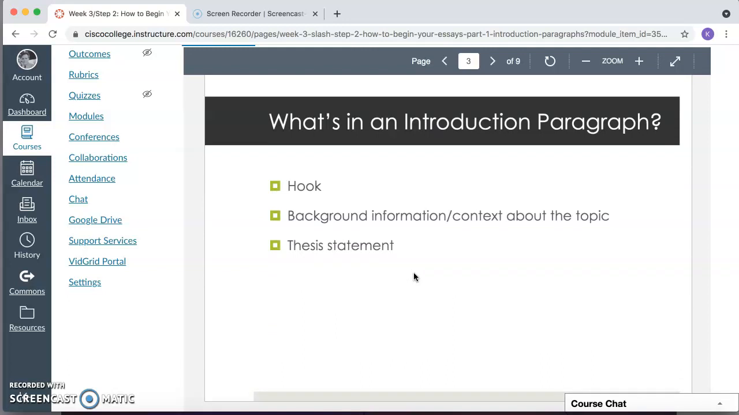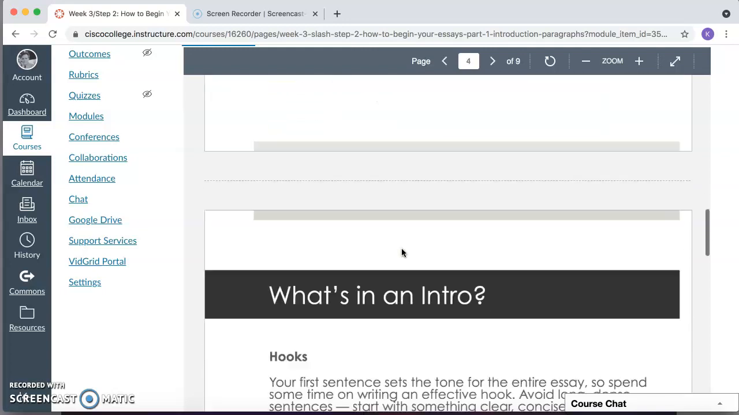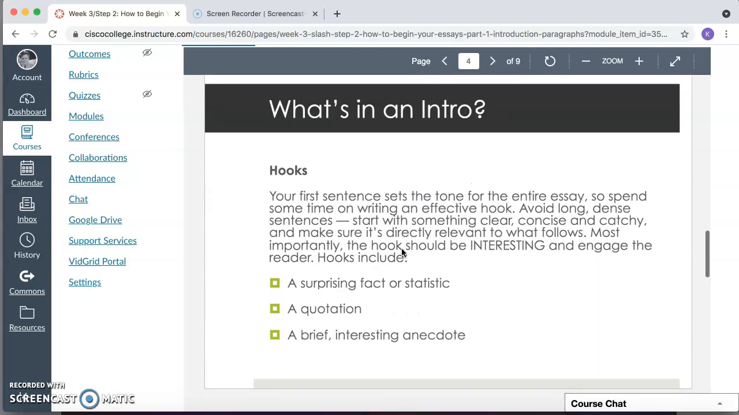There are 3 items that basically go into this one paragraph, and these items are a hook, background information, and a thesis statement. So let's break that down a little further. Let's look at hooks. Hooks are important. They're the first sentence or first few sentences that should grab the reader's attention.